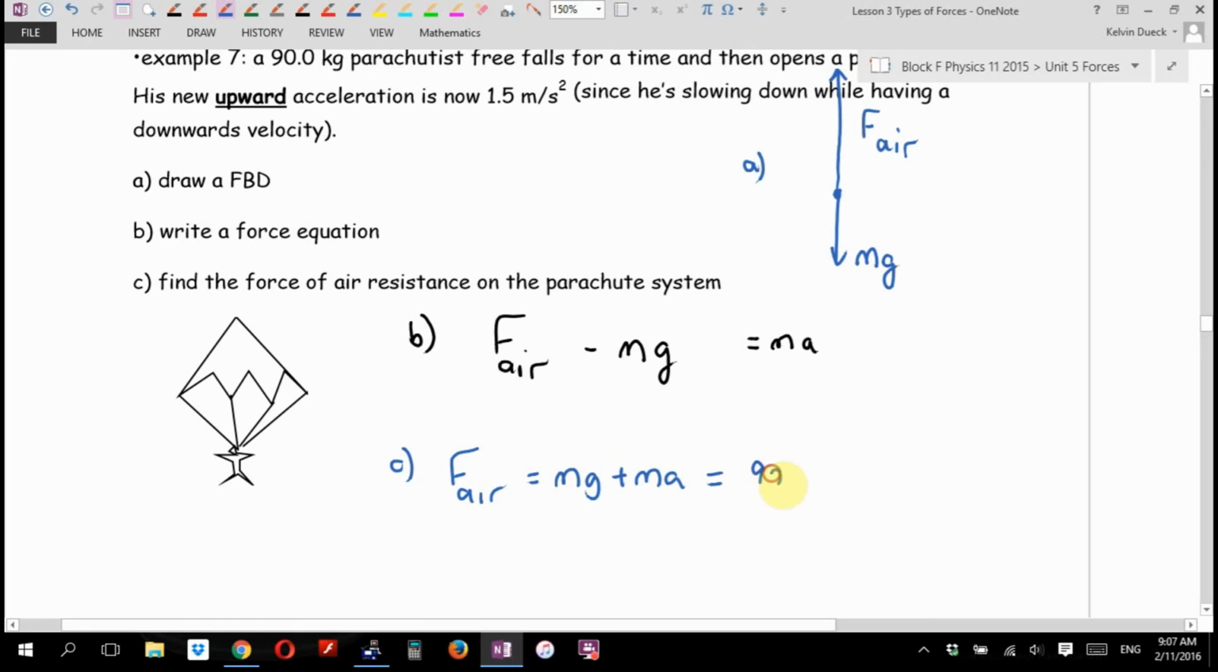Anyway. Did they give me the mass? 90 times 9.8 plus 90 times 1.5. They gave me the acceleration, 1.5. I don't need to worry about which one was positive, which one was negative. I took care of that, Haley, with my arrows in my diagram, and I'm going winner minus loser. It's plug and chug.